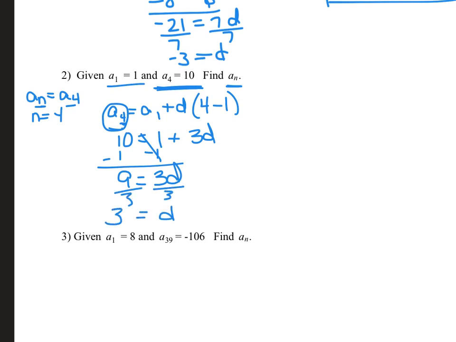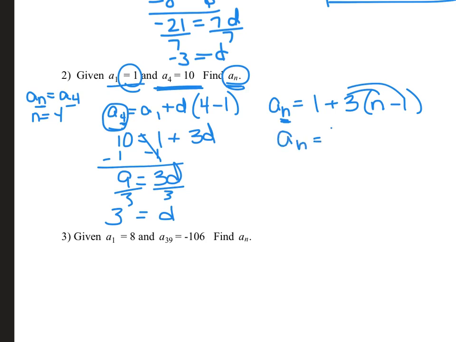So d is 3. So I found my common difference. So now I want to find a sub n. So a sub n is our explicit formula. So that means n is left in the equation. So then I can just plug in my 1 plus my common difference, which is 3. And since n is in the equation here, n is in the equation here. So n minus 1. Then we just simplify this a little. So a sub n is 3n minus 2.